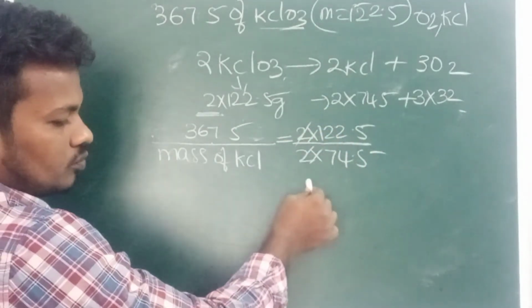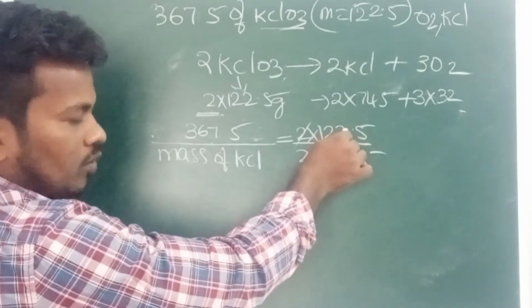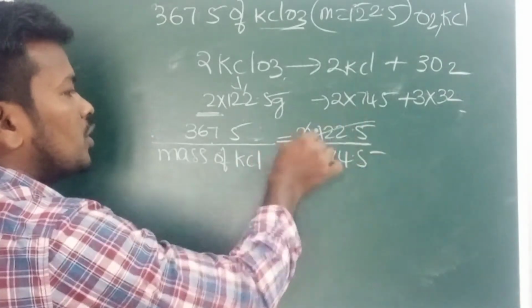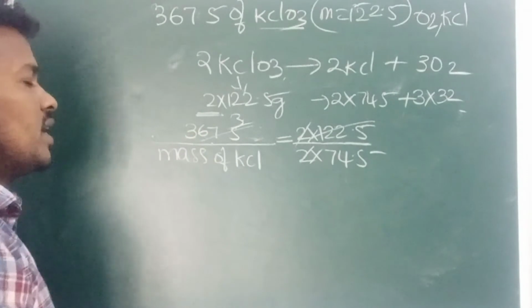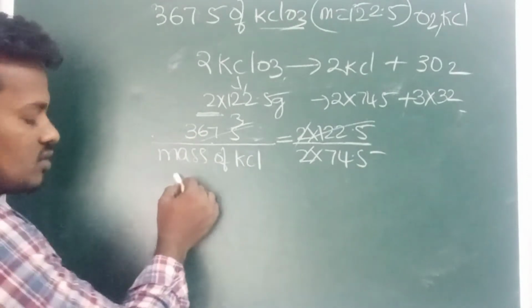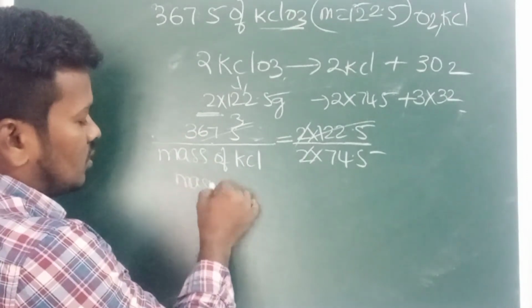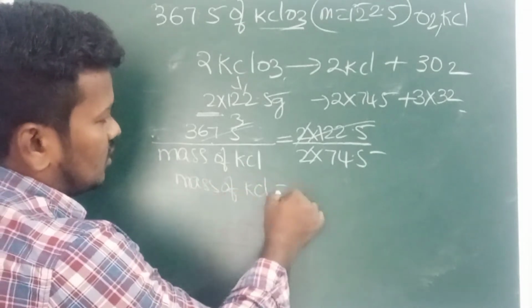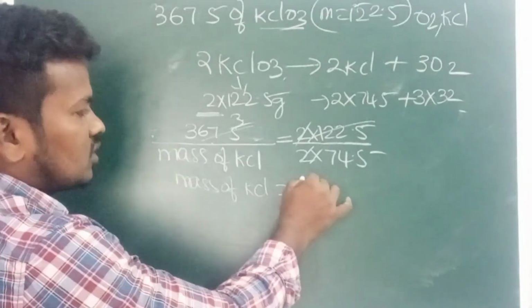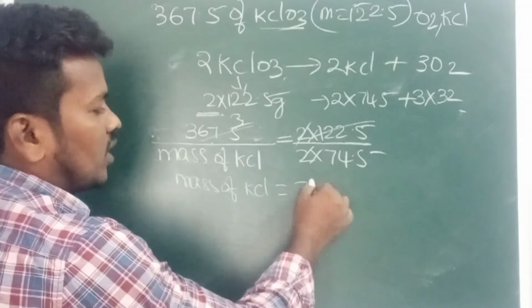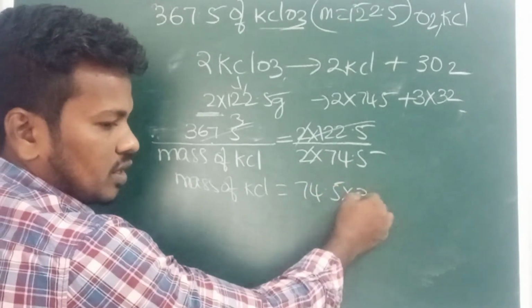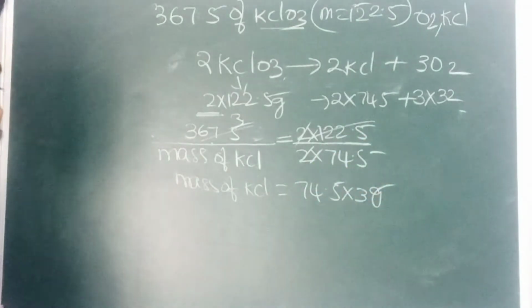Okay. So here these two get cancelled. So here 122.5, 367.5. So mass of KCl is equal to 74.5 into 3 grams. We will get the mass of KCl.